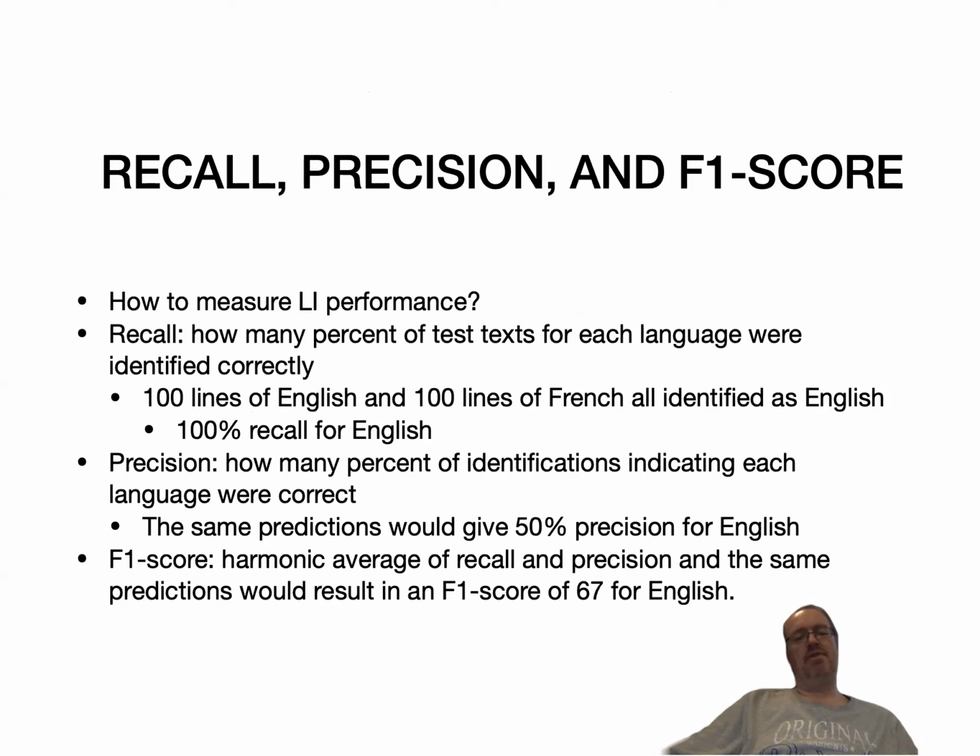So 100 lines of English and 100 lines of French, all identified as English, would still give 100% recall for English. Precision is how many percent of identifications indicating each language were correct, and the same predictions would actually give only 50% precision for English. F1 score is a harmonic average of recall and precision, and the same predictions would result in an F1 score of 67 for English.